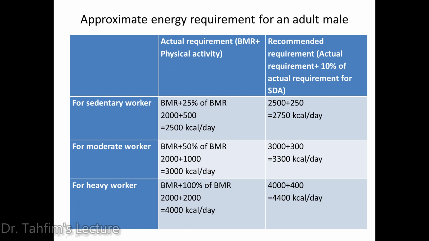Okay. And you have to write about the recommended requirement also. So for the recommended requirement, you have to add an extra 10% to the actual requirement. 2500 kilocalories was the actual requirement. You have to add an extra 10%, that is 250 for SDA. So the recommended requirement is 2750 kilocalories per day. Okay. This is for a sedentary worker. You may answer this question for a medical student.